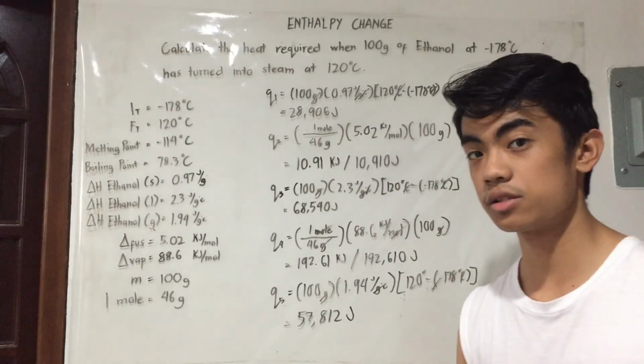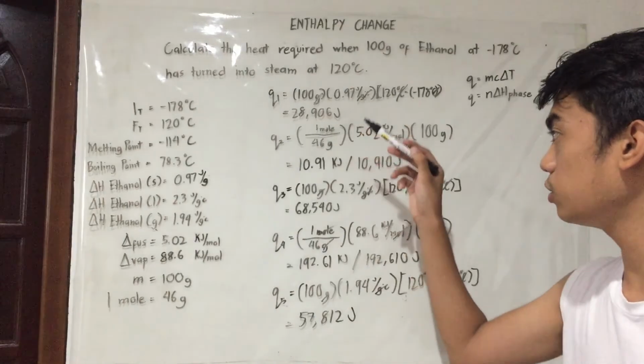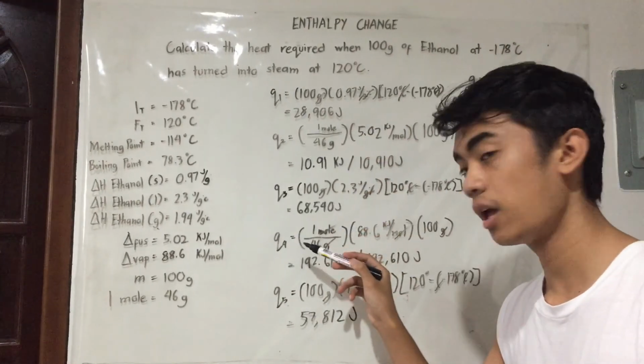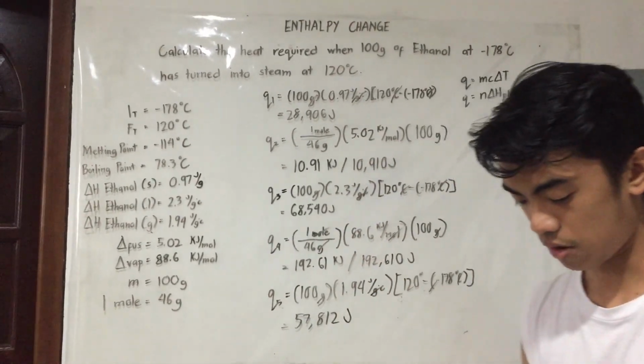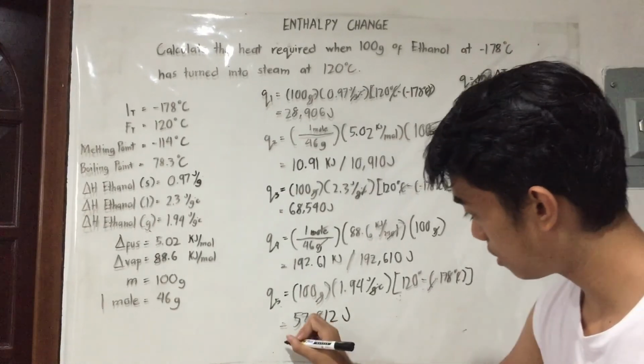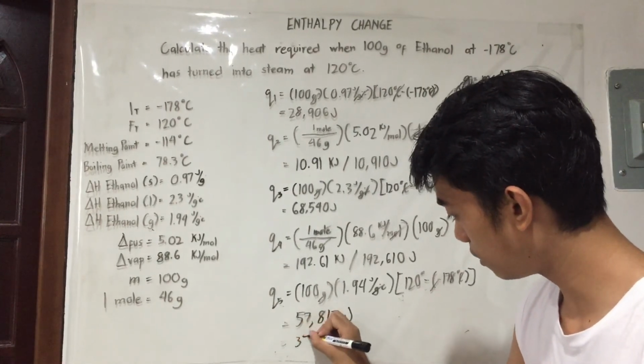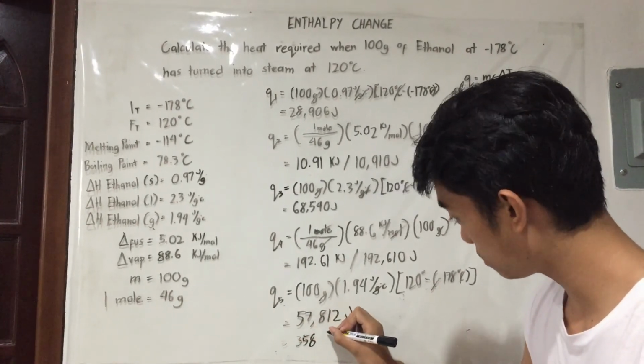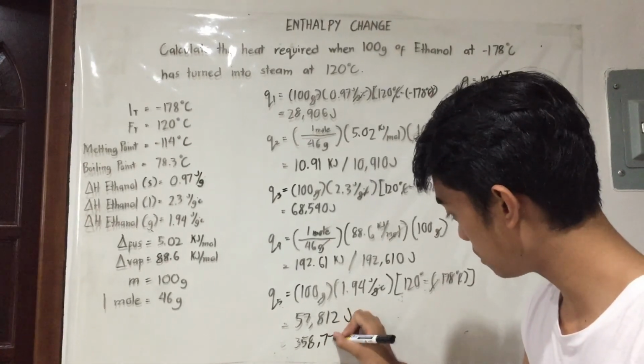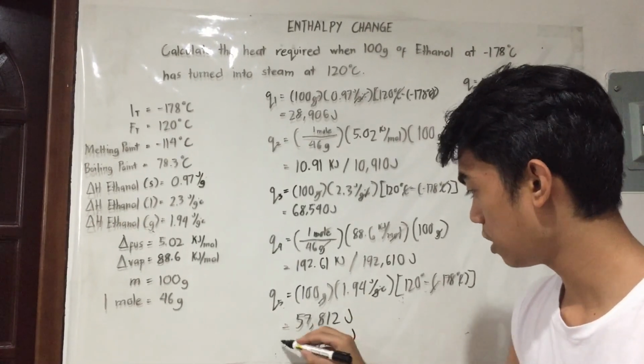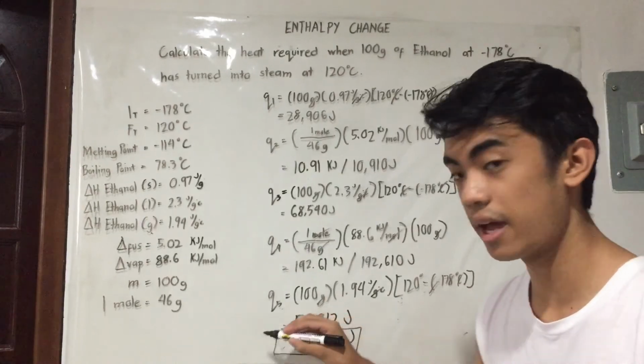Okay, for our final answer, we're going to add Q1, Q2, Q3, Q4, and Q5. Now, the answer for that is equal to 358,778 joules. And that is our final answer.